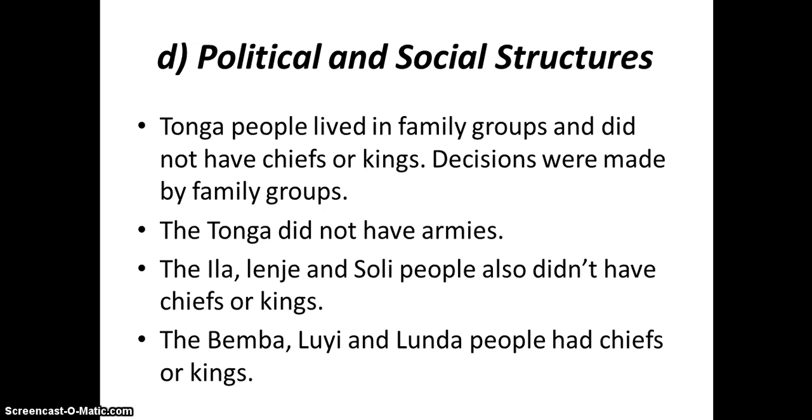And other people also were like the Tongas, without leaders, chiefs or kings: the Ila, the Lenje, and Soli. So if you're wondering what the Soli people are, these are people who used to live in Lusaka, okay, where we are. And then you have the Bemba, the Lui, and Lunda people. These had chiefs or kings, all right?